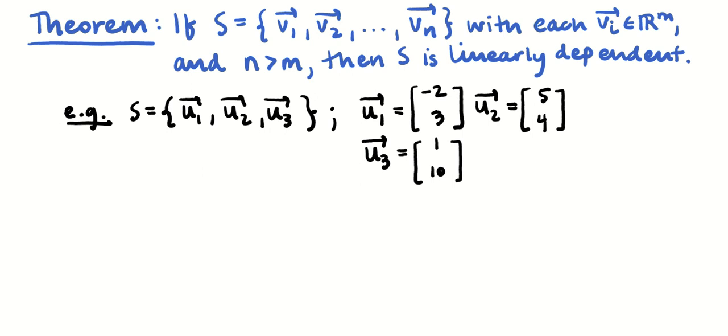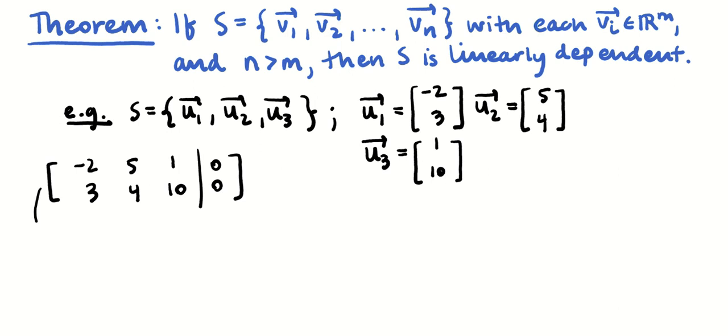So what I would do if I wanted to check this is I would kind of push them together into a matrix. So I might put -2, 3, 5, 4, and 1, 10 into a matrix, augment it with 0, 0, because I want to find out a combination of these columns that add up to 0, 0, and I'm going to row reduce. Okay, this is going to be not the easiest row reduction ever because I just made these numbers up off the top of my head.